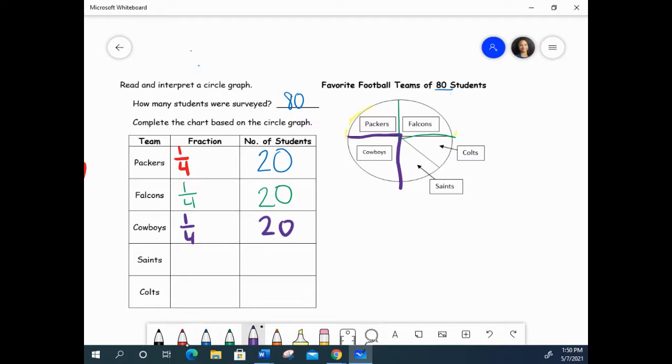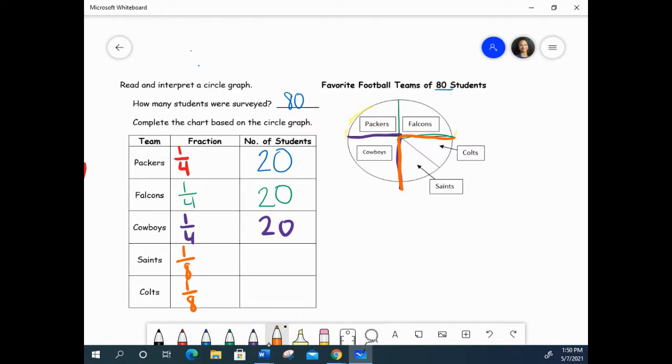Now here's where things get a little bit different. We do have these two sections here, and these two sections account for 1/4 of that circle. Now notice how they're both exactly the same. So we're going to take that quarter and literally split it in half. If we have 1/4 and we split it in half, we end up with 1/8. Now you might be saying, how do you know it's 1/8?